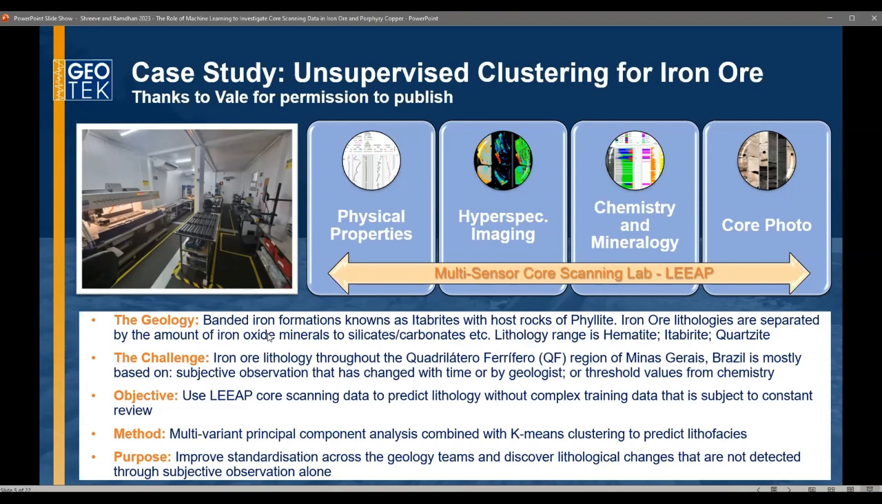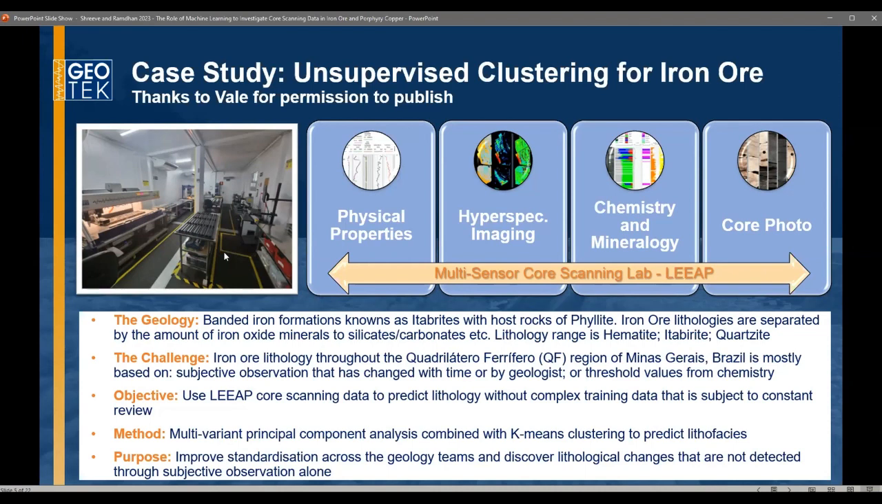And the data was acquired from the LEAP lab at CTF in Vale, where we've got three core scanning pieces of equipment all installed in the lab. And we're doing physical properties, hyperspectral imaging, chemistry, mineralogy, and photography all in one lab. And the challenge, and the geology here, is we want to try and have a data-driven approach to lithology throughout the entire Quadrilátero Ferrífero region in Minas Gerais.